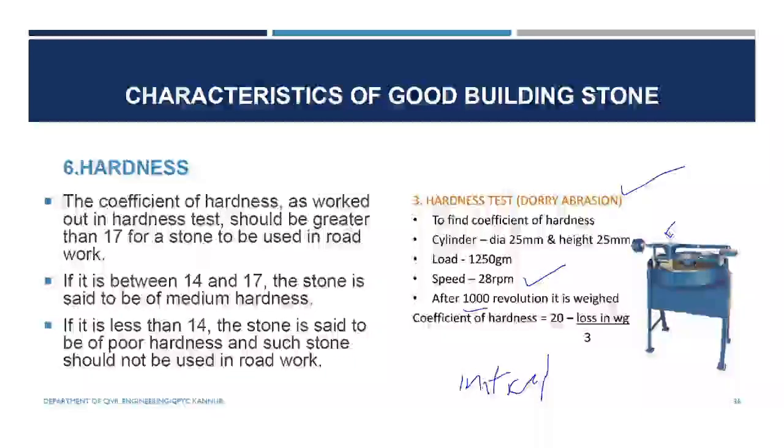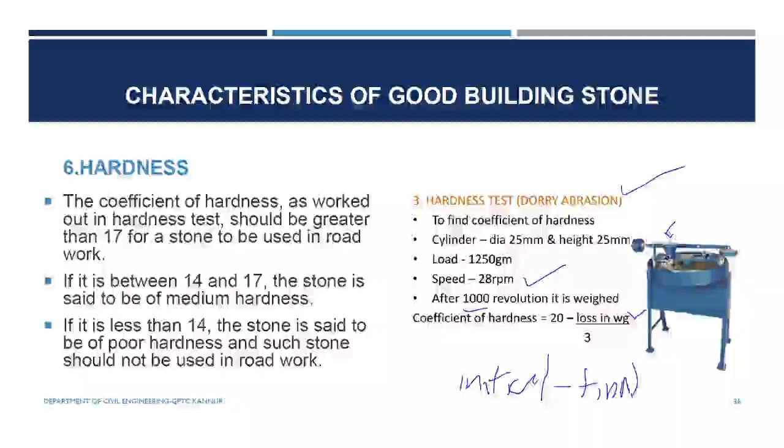Some of the material will be lost. Just take the material from what remaining material is taken off. Then you have to subtract from the final material. Initial minus final means you will get the loss in weight.